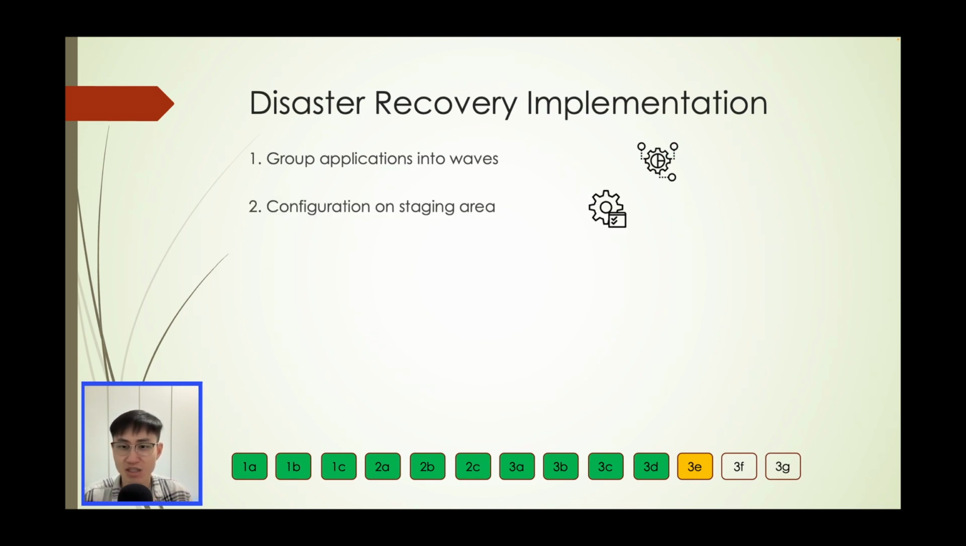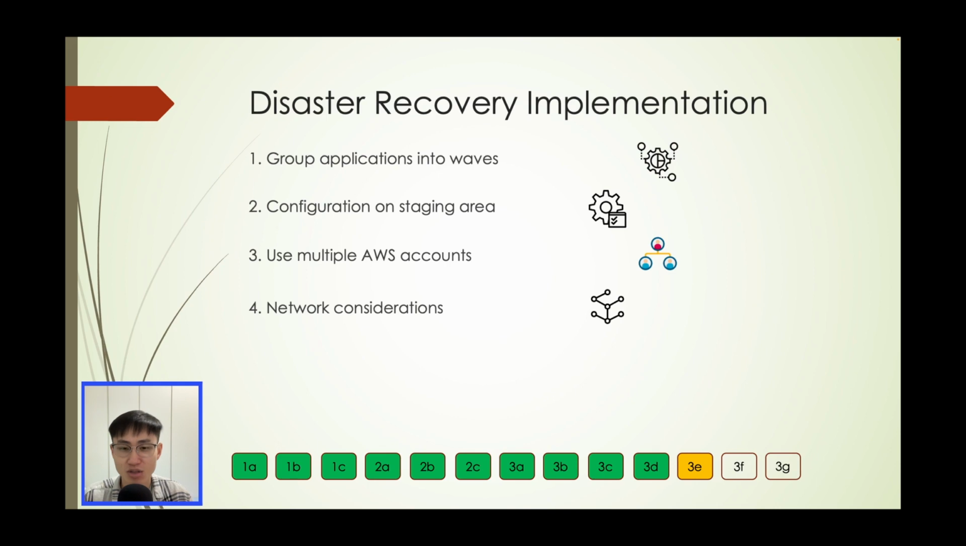Next, you configure the staging area. Now, it is generally recommended that you have a dedicated subnet so that it will not interfere with other processes or even compete with private IP. Use multiple AWS accounts. As part of the AWS best practices, it is recommended to use a dedicated AWS account for the staging area and recovery sites. This is to prevent AWS API throttling from happening.